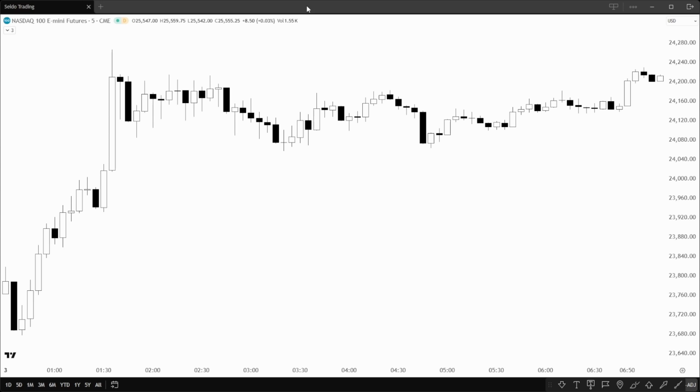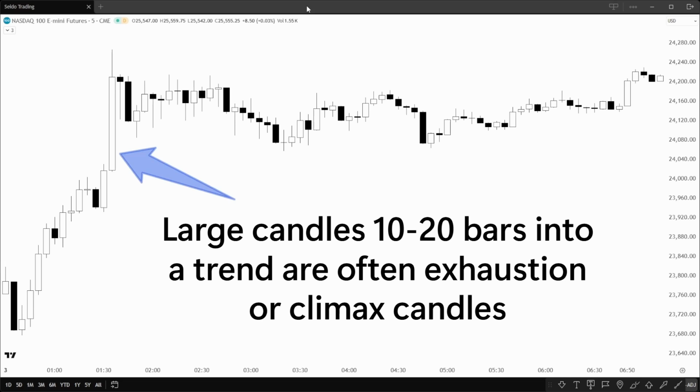Another time traders have to be wary of momentum is late in a trend. So as we see here, we're getting the largest candle of the day late in the trend, at least 10 to 20 bars in. This can indicate the end of the trend. Traders call these exhaustion or climax candles.